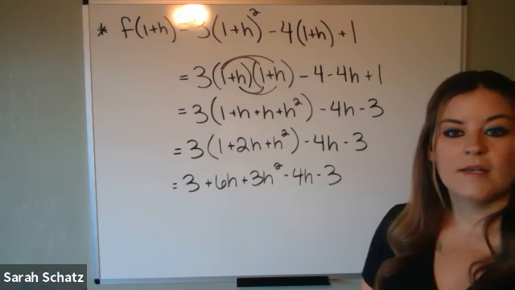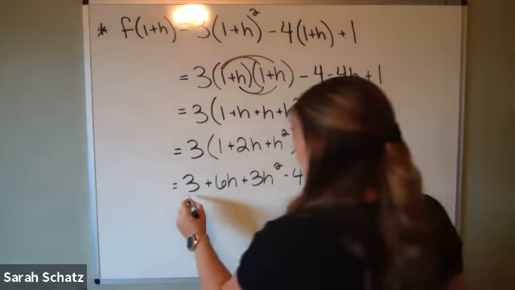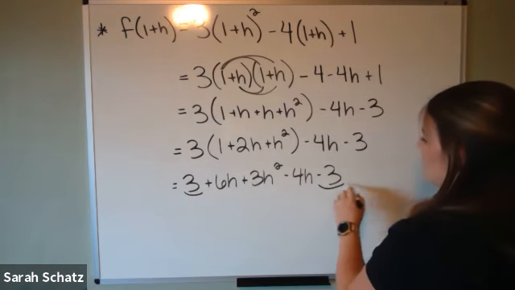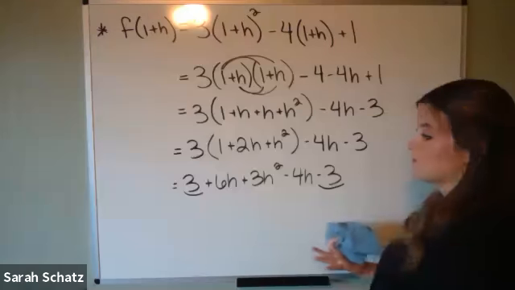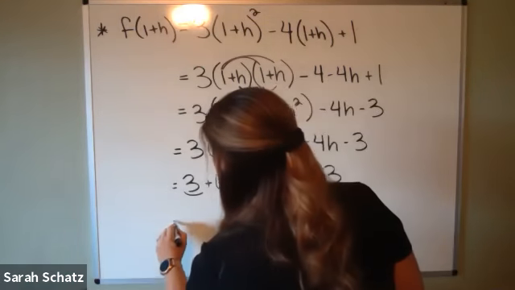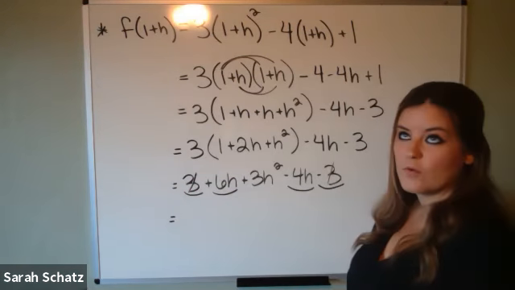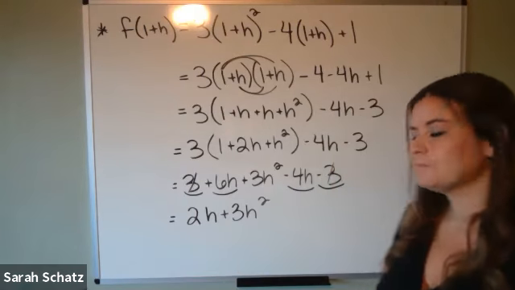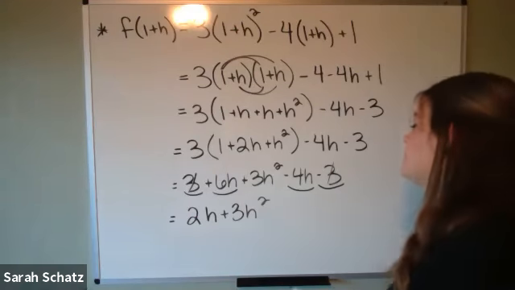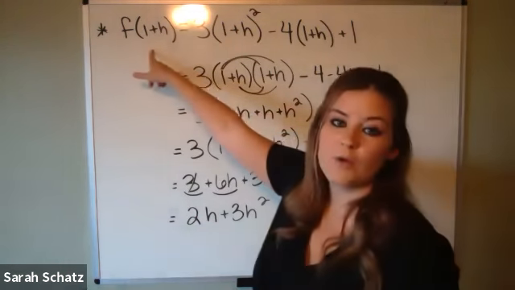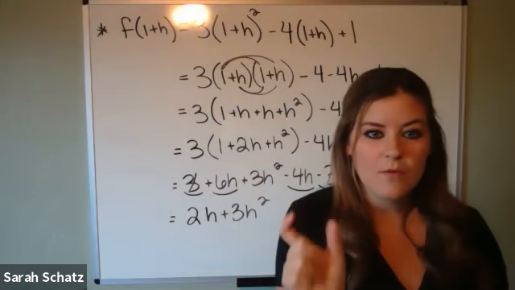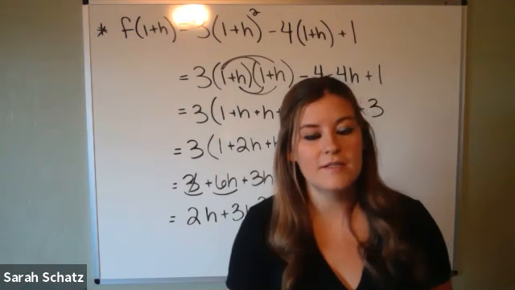And then let's combine like terms. So I have a 3 and a minus 3. So what's going to happen to those 3's? I'm just not going to have a constant, right? It's going to zero out. So those are gone, but I have plus 6h minus 4h. So that leaves me with 2h. And I have the plus 3h squared. All right, so that's what I got here. This is, remember, f of 1 plus h. So all of this just gave us that one little piece. We still have to put that into the equation.